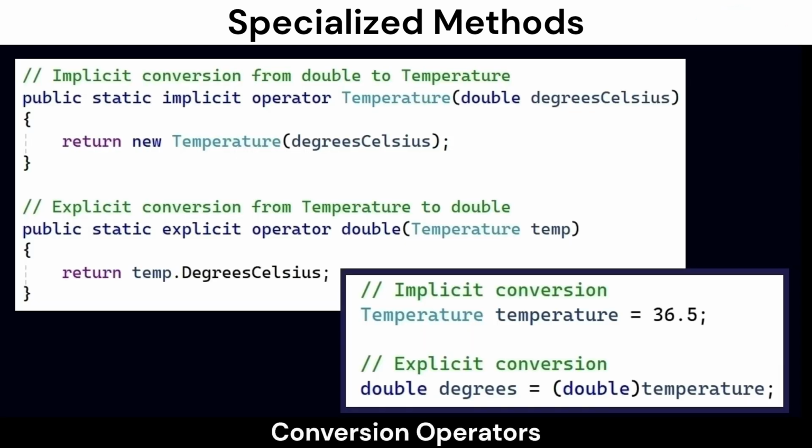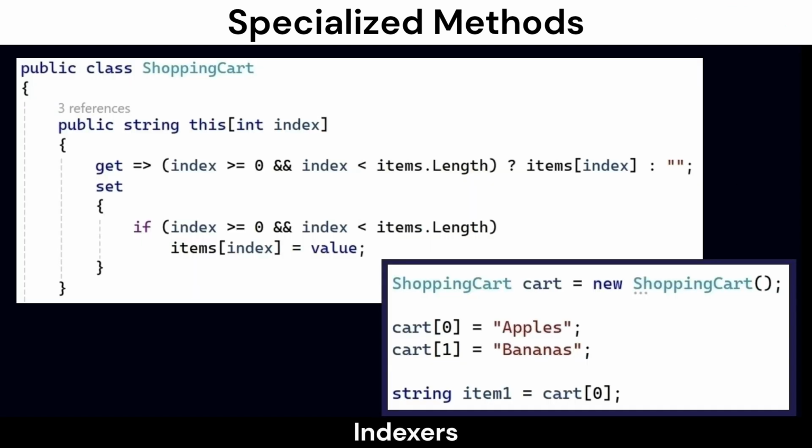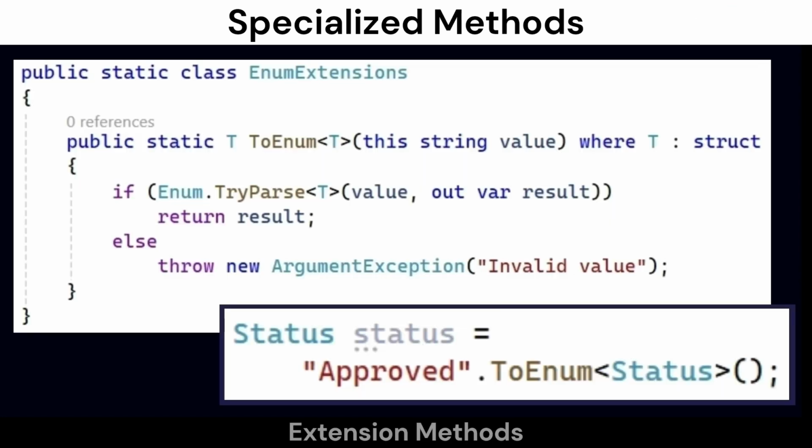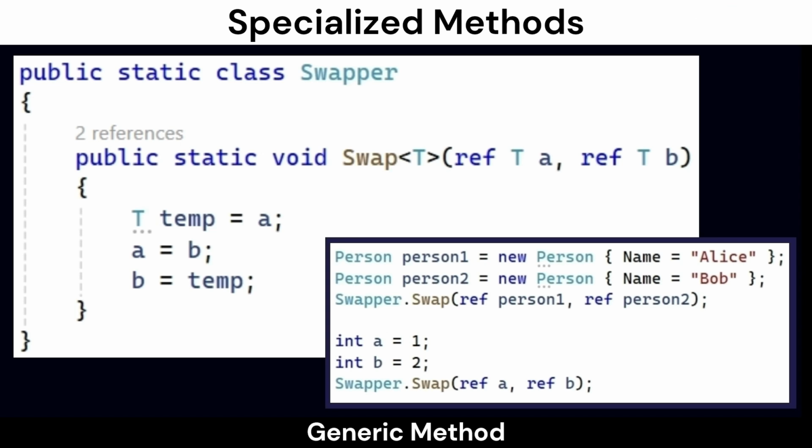We also have conversion operators, which we can use to support conversion between different custom types. We have indexers, which enable array-like interaction with a class. We can create extension methods. We can create a generic method in C# to reuse the same implementation with different types without compromising type safety.